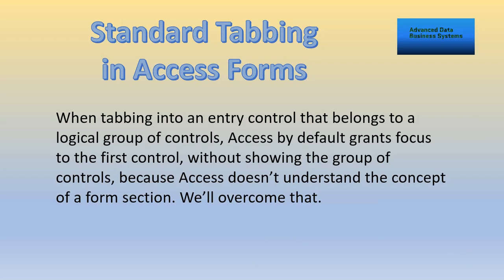In standard Access, when one tabs into a field, Access gives focus to that entry control. Controls below it are generally not displayed. Tabbing to the next control progressively shows more of the form. However, we may want to display a section of controls to a user. In this video, we'll explore how to do that in the ADS. This video doesn't have any prerequisite videos.